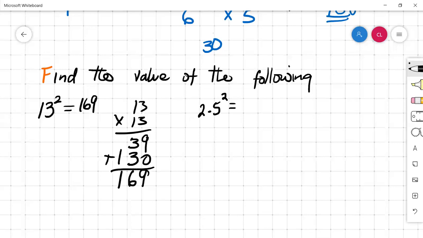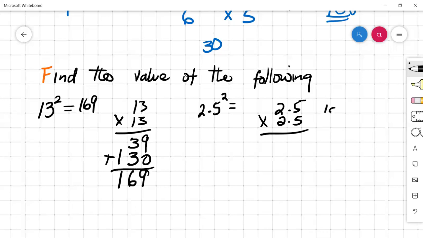Multiply 2.5 times 2.5. So it's 2.5 multiplied by 2.5. All right. Remember now, we are practicing in class that we just multiply like normal. Forget about the decimal points now.